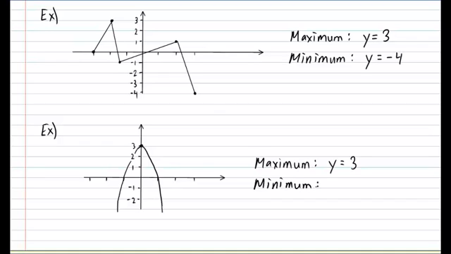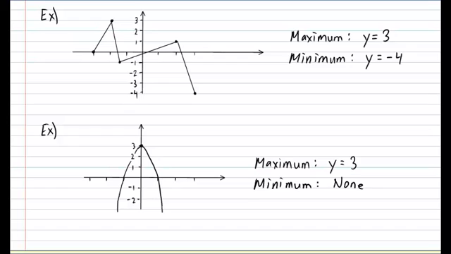Now, notice that this parabola keeps going down forever. There's no end to it. So in this particular case, it's impossible to tell what the lowest y value might be, because this graph never stops. So, in fact, we cannot tell what the minimum is. So in our conclusion, we can simply put that the minimum, there's none. And that's good enough for me.